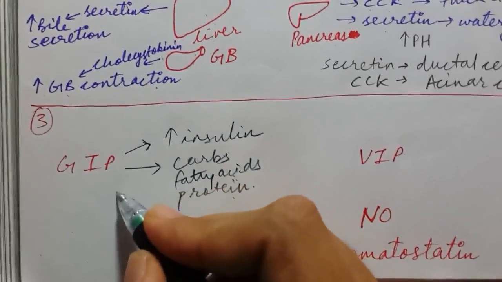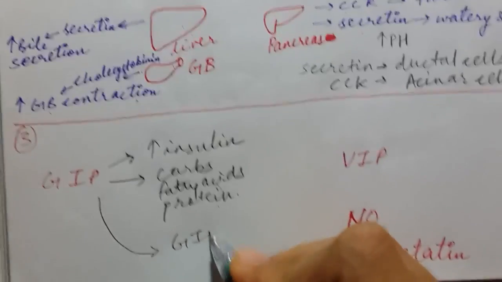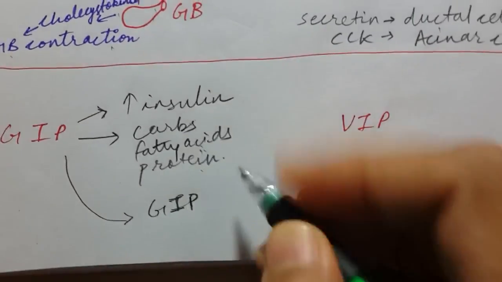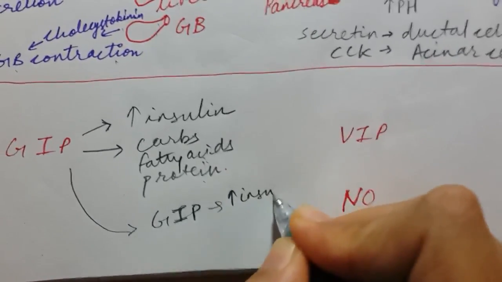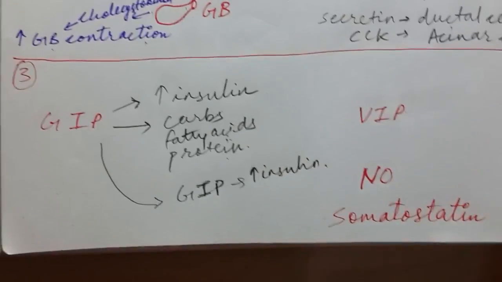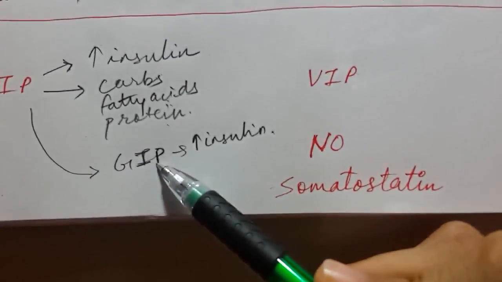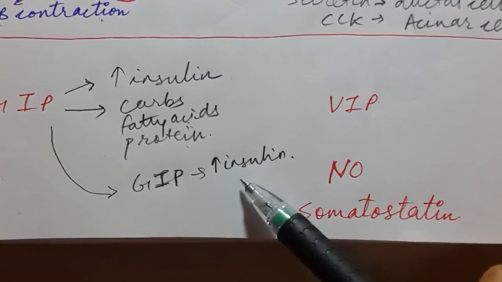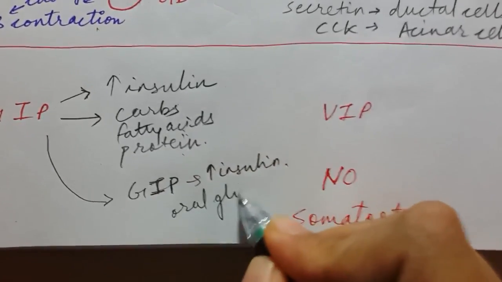So remember that. The third thing is under the effect of GIP, the glucose increases and insulin increases very rapidly. So this is another very good question for Step 1: when we give IV glucose and oral glucose, which one will cause a greater increase in insulin production? And the answer is oral glucose, because oral glucose stimulates GIP.